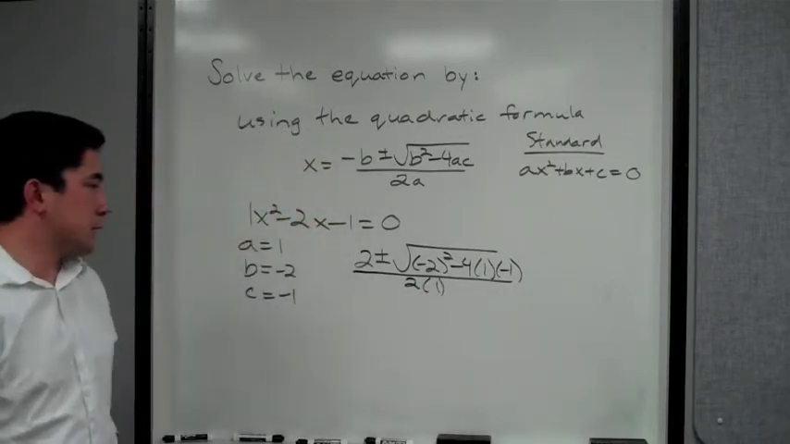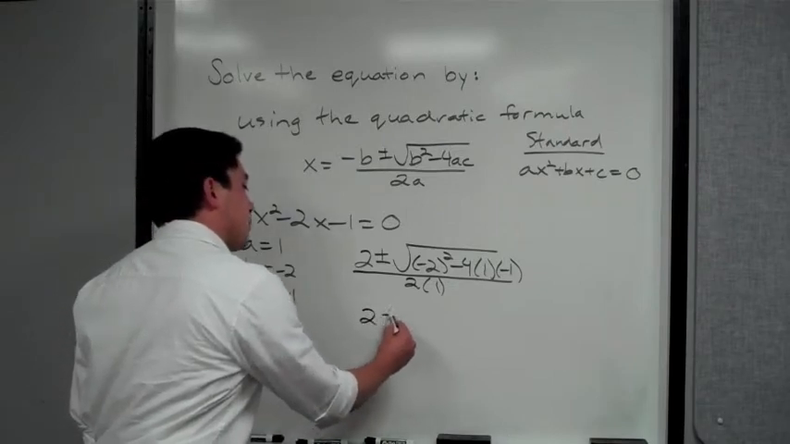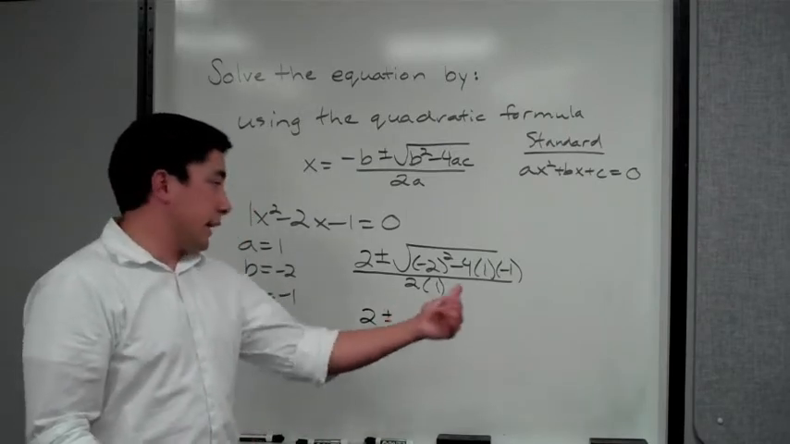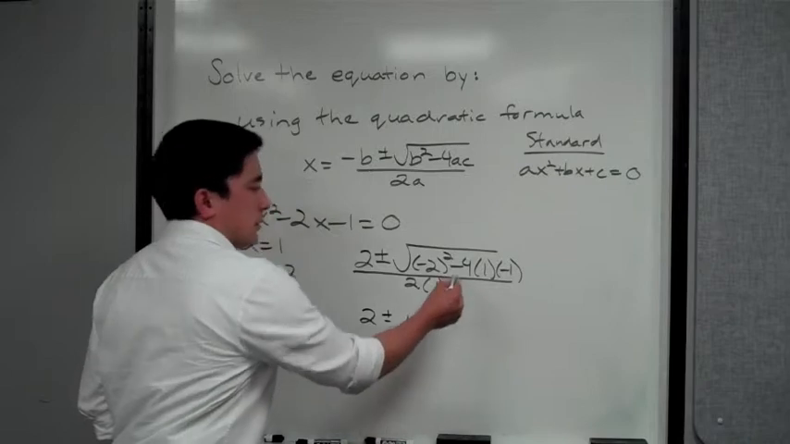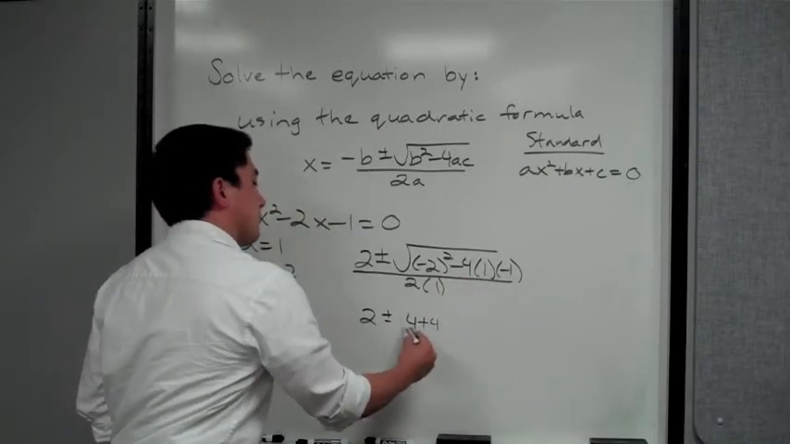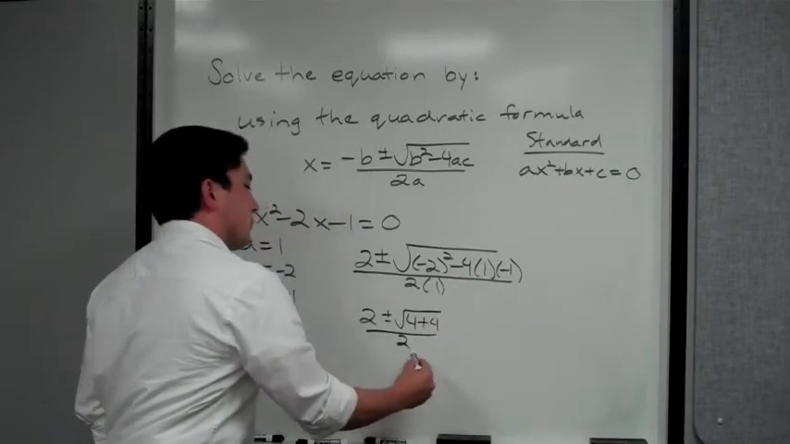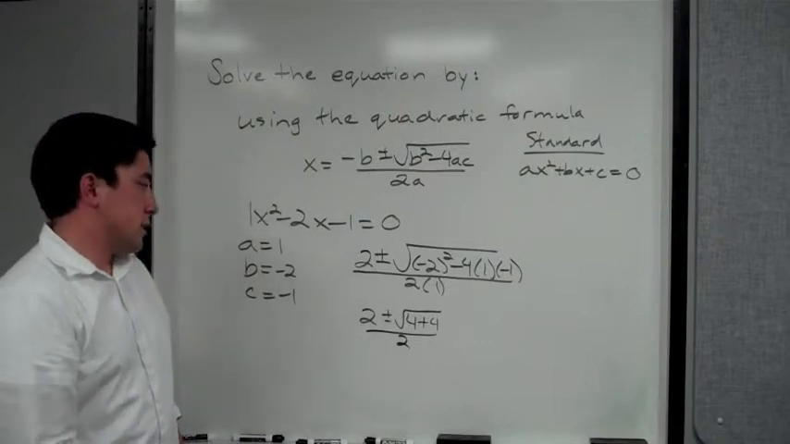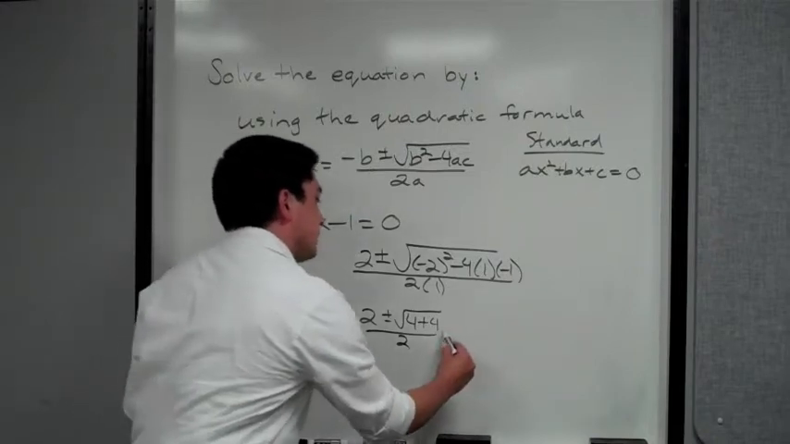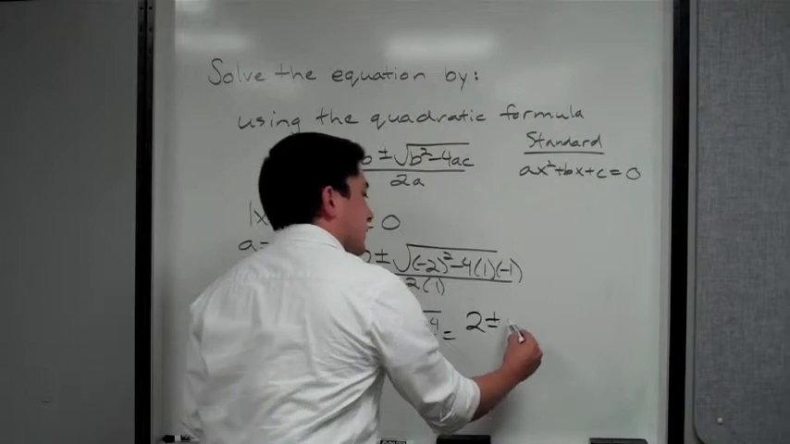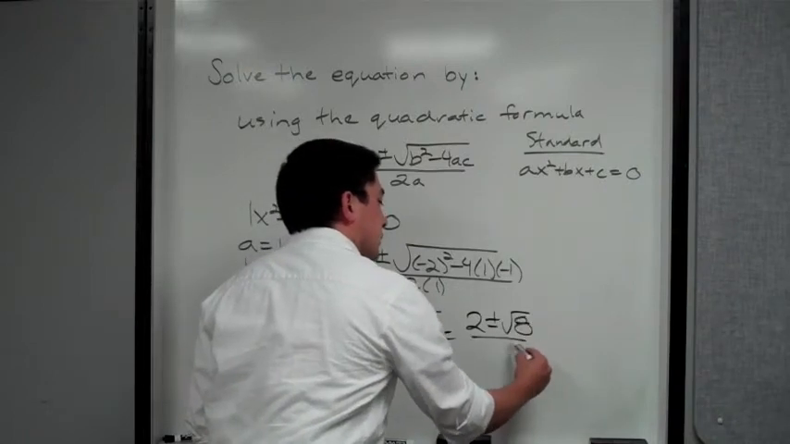Okay? We're almost done. So now you have 2 plus or minus 2 squared, or negative 2 squared, is 4. That becomes plus 4 over 2. Alright? And now that gives us 2 plus or minus the square root of 8 over 2.